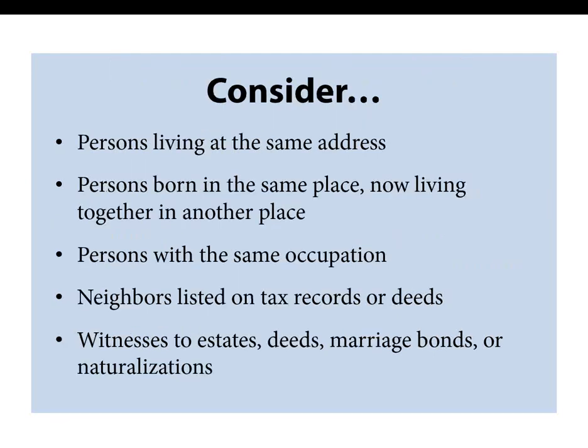I want you to consider, when you're looking at those key resources, just to reiterate: people living at the same address, people who were born in the same place and are now living together in the same place, people with the same occupation. Again, that's difficult when we're talking about farmers or laborers. But if it's a skilled occupation, that's important. Or if it's in a particular manufacturing item, that would also be important, like linen or shoemaking. Neighbors that are listed on tax records or deeds, as well as witnesses to estates, deeds, marriage records, or naturalizations.